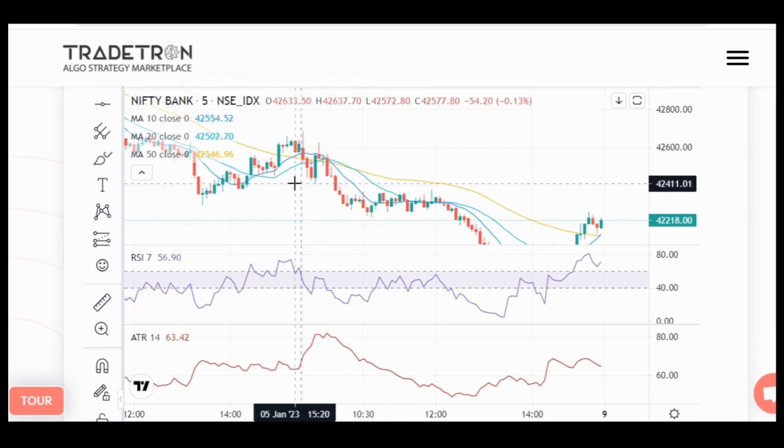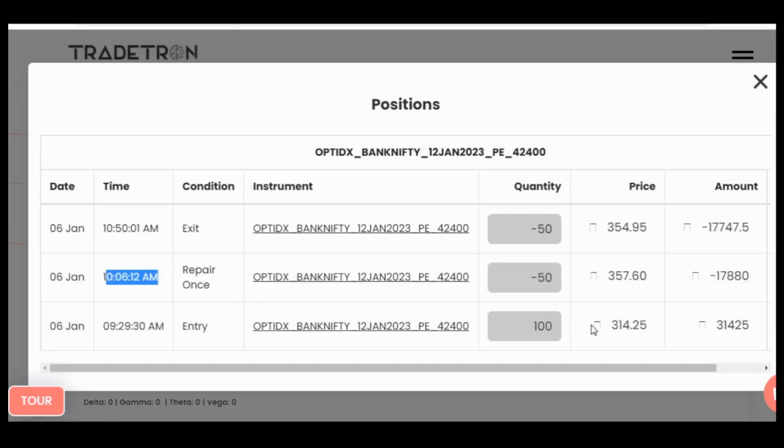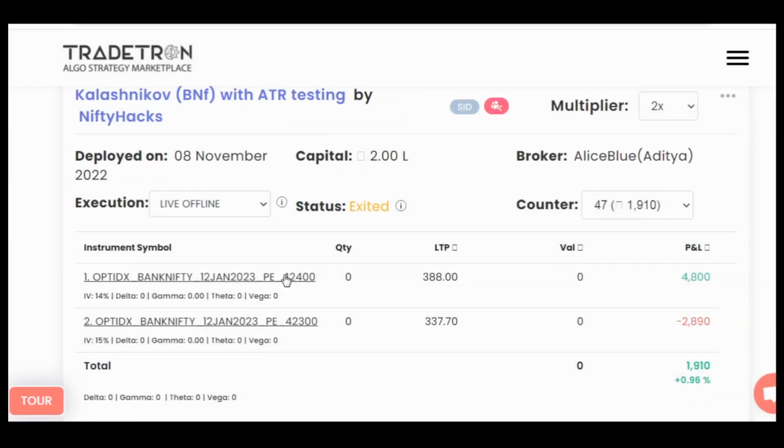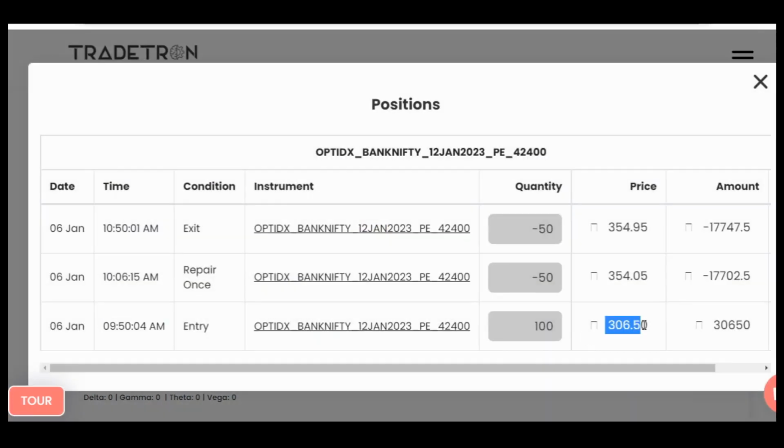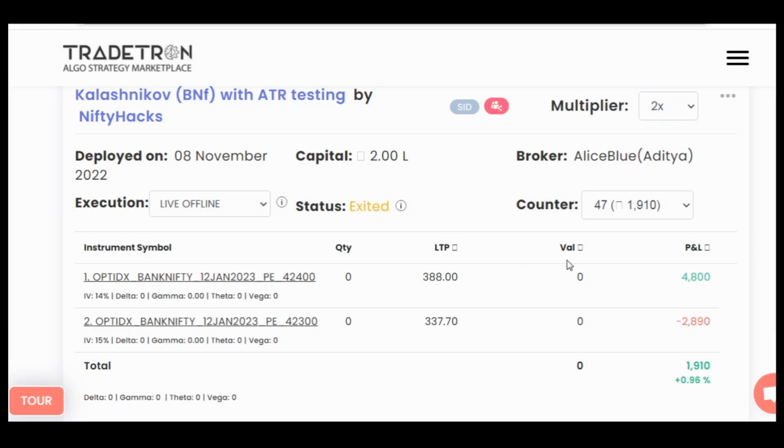So it entered around here. But as you can see, entry timing and entry prices are almost similar. Like here in the original strategy, we entered at 314 price, while in the modified strategy we entered at 306 price. So due to this price difference, we got slightly more profit than the original version.